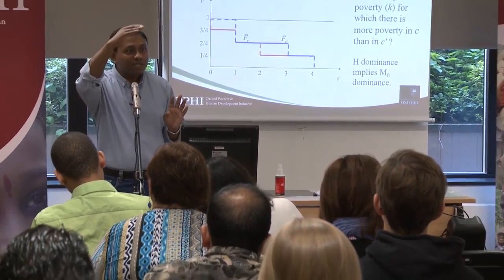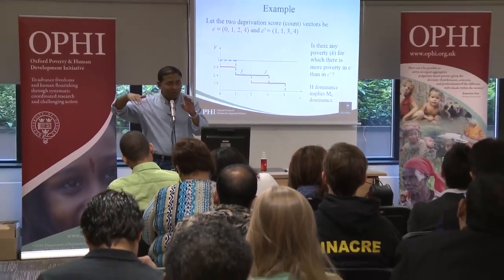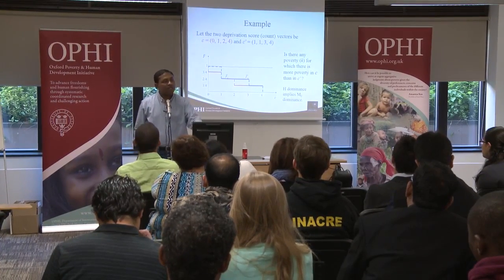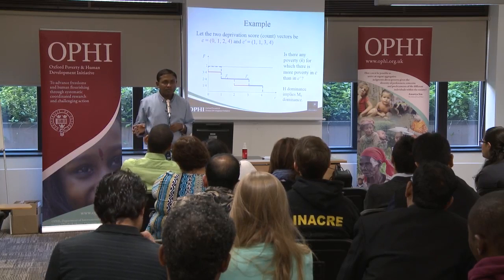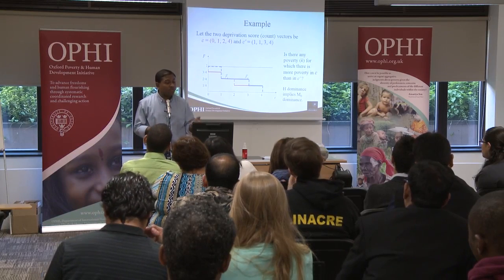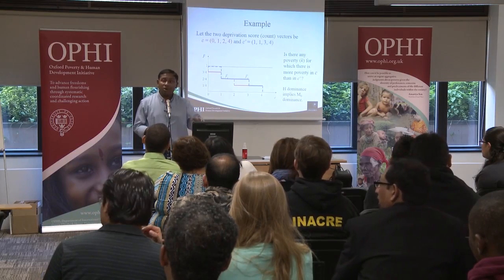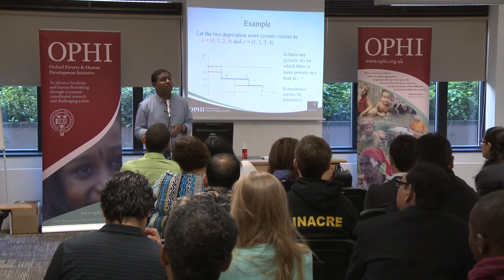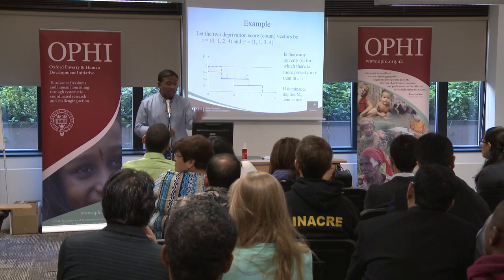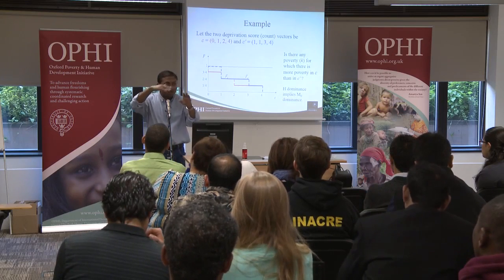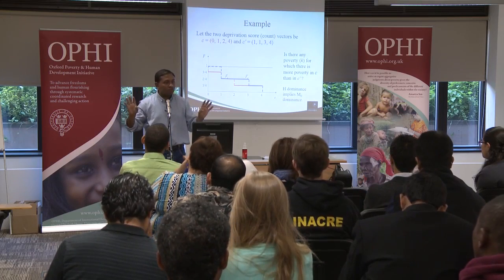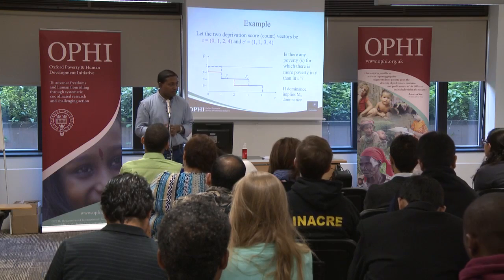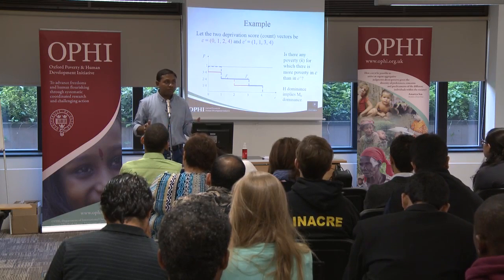So if you plot the M0s for all cutoffs, I will show in the next example, if dominance holds here, dominance will hold in M0. However, the other way around is not true. If you do not have dominance and you have crossings of these curves, then you can go and check if the M0 dominance holds. But once you have one C vector lying above another, you know for sure it has higher H and higher M0, no matter what poverty cutoff you choose.